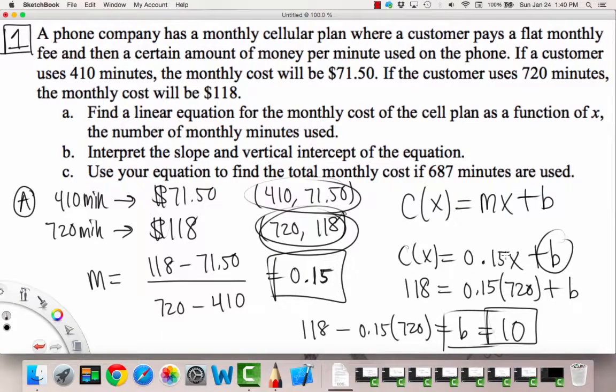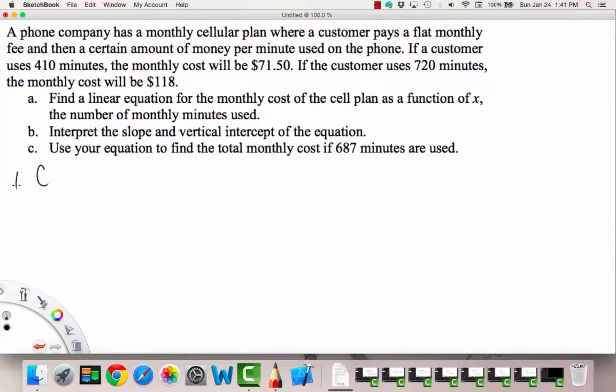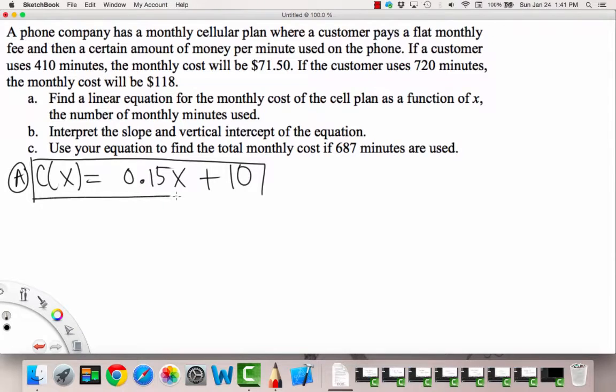So let's construct our equation on the next slide. Ultimately, for part A, C of x is equal to the slope, 0.15, times x, the number of minutes you use your phone during that month, plus 10, which is our y-intercept that we found. This is the equation for the monthly cost of the cell plan. And now let's work on part B.